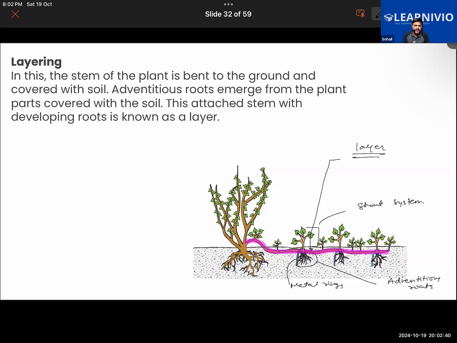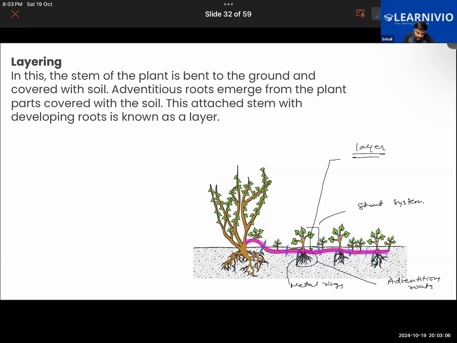Now later on, what can we do? Now we can cut off the stem from the main plant, and all these plants will start to grow separately, right? For example, each plant that has grown here, we can separate it. We can just cut them, and all of them start to grow individually, right?